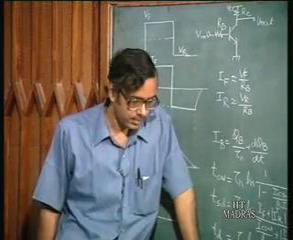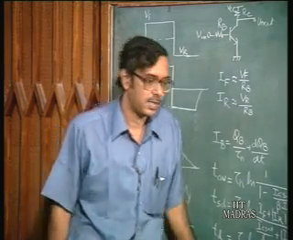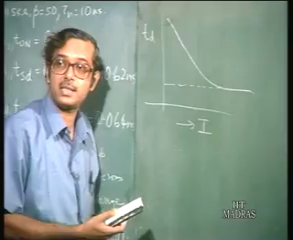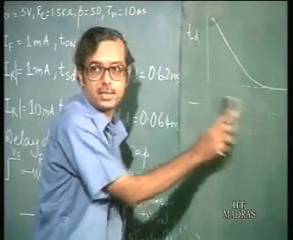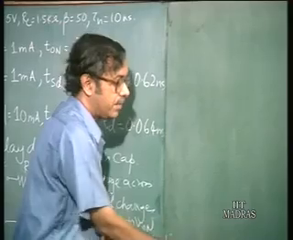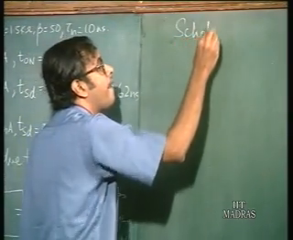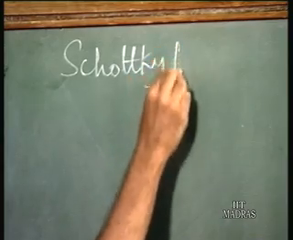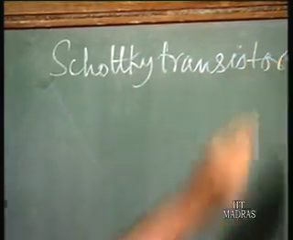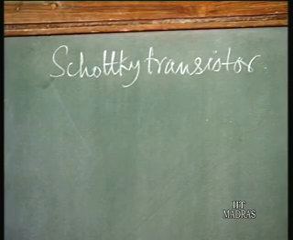Now, that is really achieved in a special type of bipolar transistor called a Schottky transistor. I will just tell you what it is. This is called a Schottky transistor. Now, we have already seen what a Schottky diode is. What is a Schottky diode?